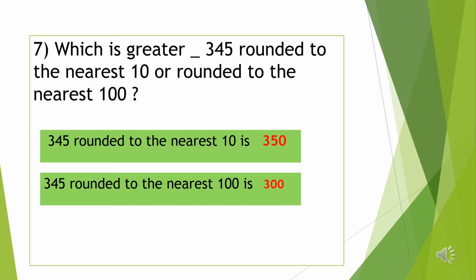345. The last 2 digits are 45. So 45 is less than 50. So we can't add 1 to the hundreds place number. We want to replace the last 2 digits by 0 and retain the other digits as they are. So what is the answer we are getting? It is 300. Is it clear to you?